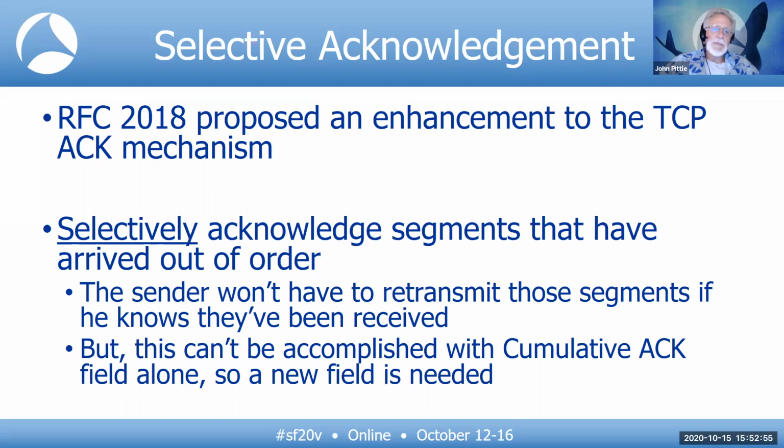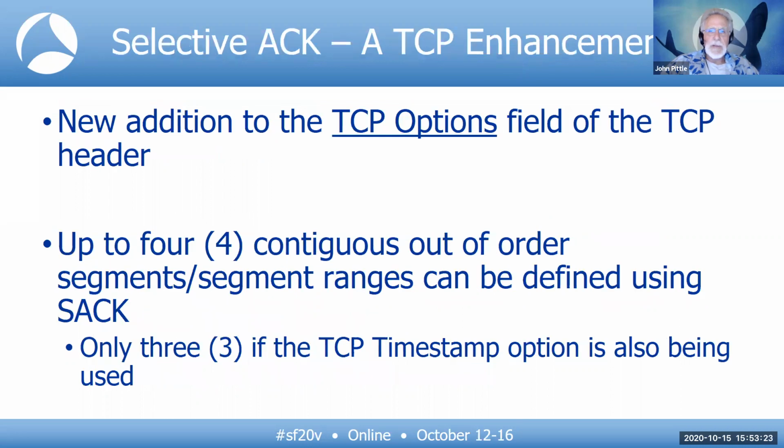Previously, we were only allowed to say what's been received in order, and now we have an opportunity to signal back to the sender that we've received something, it was not what was expected, and here's the details about what we've received. We can't do that with the cumulative ACK, so a new field is needed. The protocol enhancement was to use some space in the TCP options field of the TCP header. The receiver of data can report and signal back to the sender that we've received up to 4 out of order segment or segment ranges using SACK.